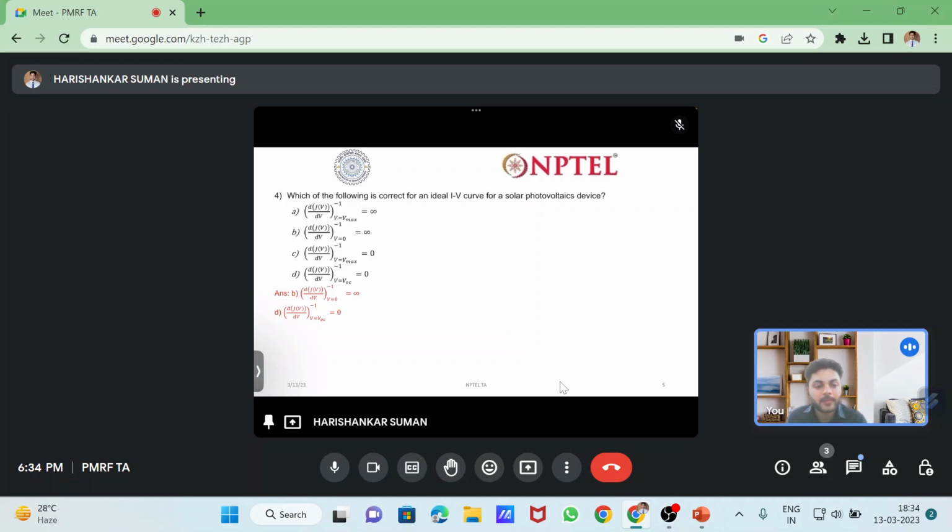Fourth question. Which of the following is correct for an ideal IV curve for a solar photovoltaic device? The answer is already there, but why this? I want the explanation. Yes, let's see.